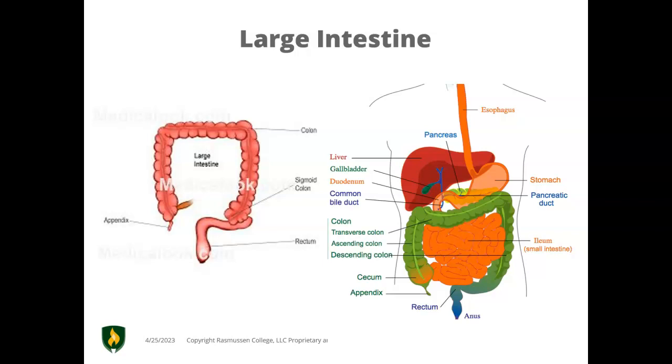The cecum is the first 2 to 3 inches, and it is a small pouch that hangs inferior to the ileocecal valve. This will lead to the appendix.